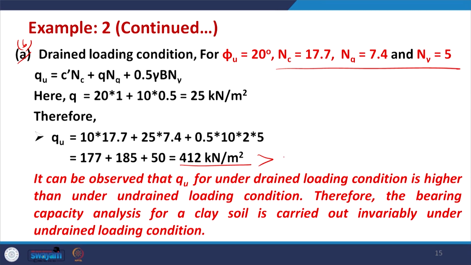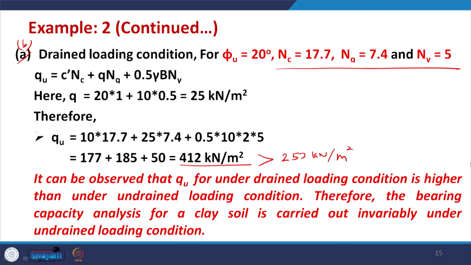So, this is greater than 253 kilonewton per meter square. So, as a result, what is our outcome? It says that when you drained out the water, the ultimate bearing capacity has increased, and the simple reason is that now you have the angle of internal friction coming in as an effective parameter, though there is a decrease in the value of C.